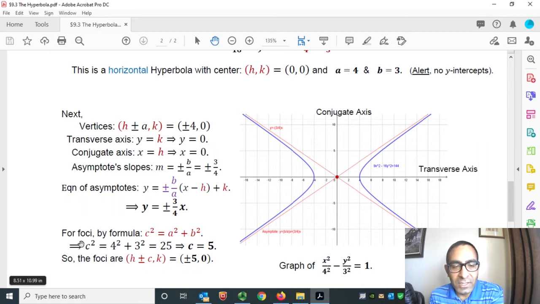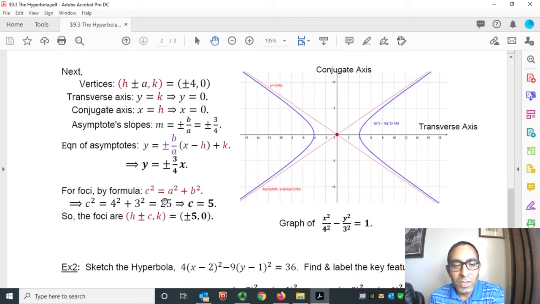Now for the foci, let's use the foci formula. We know c squared equals a squared plus b squared. So c squared, where a is 4 and b is 3: a squared is 16, b squared is 9. So 16 plus 9 is 25. Hence c equals 5. Hence the foci are at (h plus or minus c, k), which turns out to be plus or minus 5, 0. So here is (5, 0) and here is (minus 5, 0).